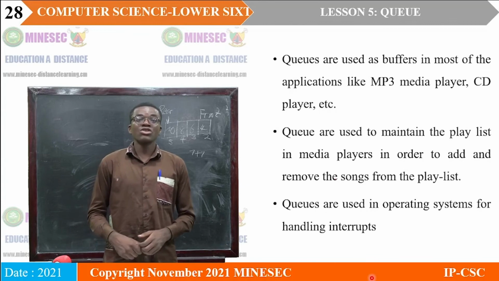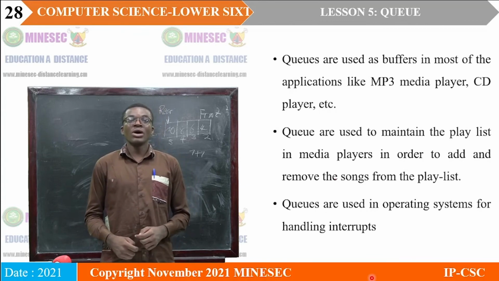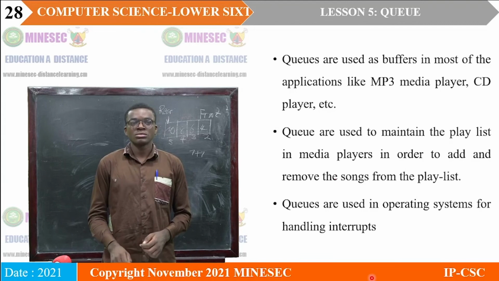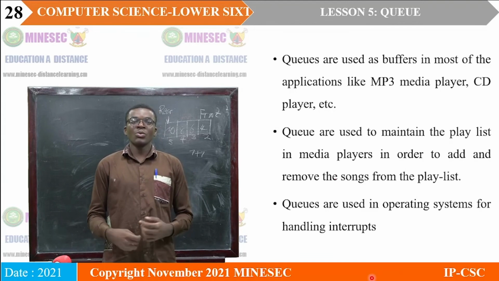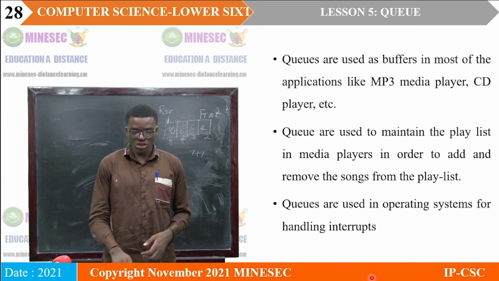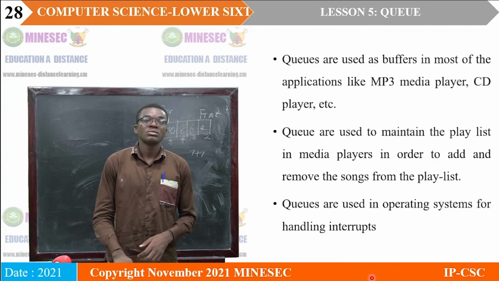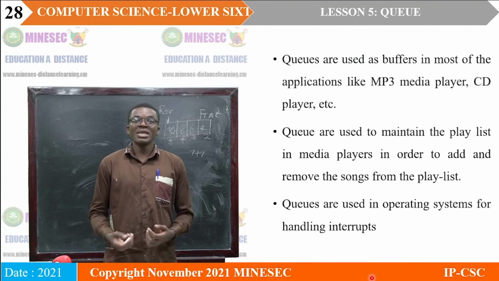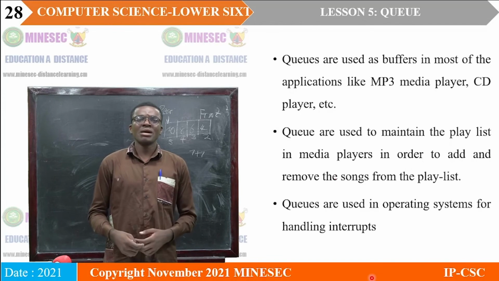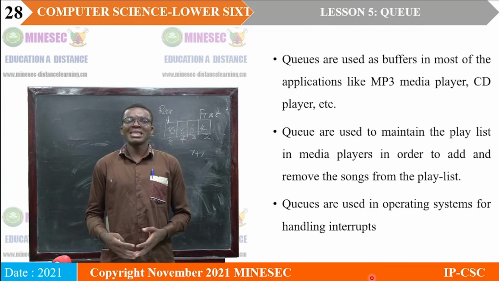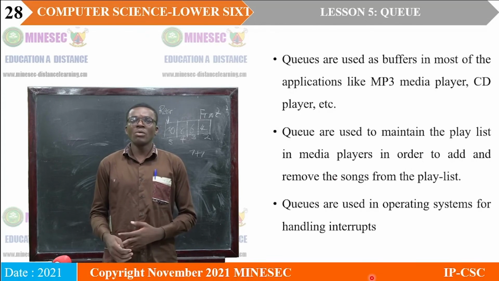Queues are used as a buffer in most of our applications. Queues are used in the operating system for handling interrupts. Queues are used to maintain the playlist in a media player in order to add and remove songs from the playlist.